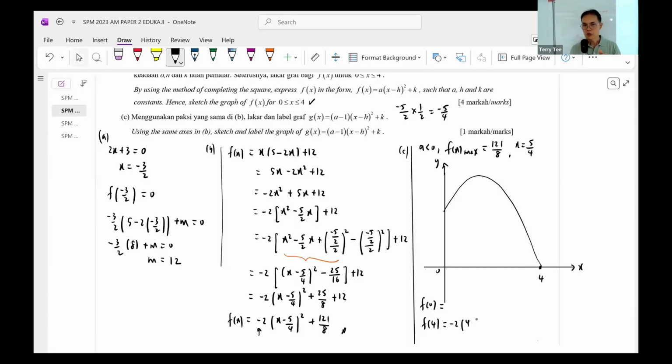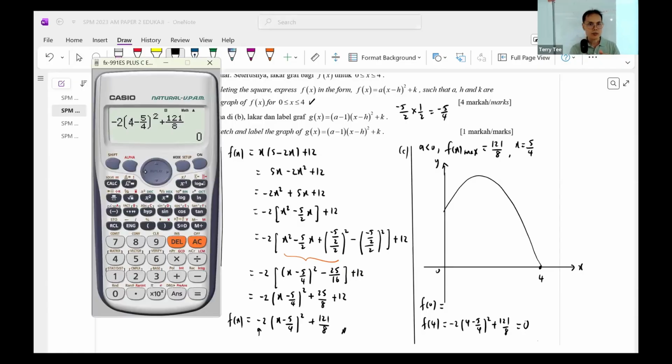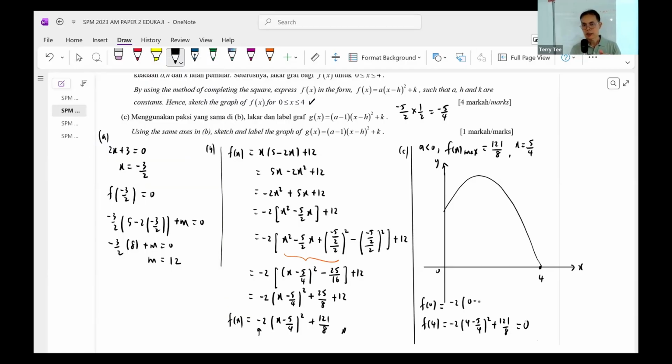Minus 2, 4 minus 5 over 4 squared plus 121 over 8. This is 0. And when you sub 0 inside, this will give us 12. I can write here minus 2, 0 minus 5 over 4 squared plus 121 over 8. This is 12. What else? Your maximum we know is 121 over 8. You know your axis of symmetry is at 5 over 4.